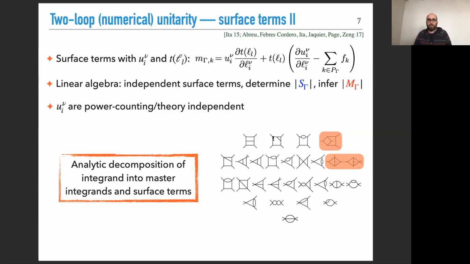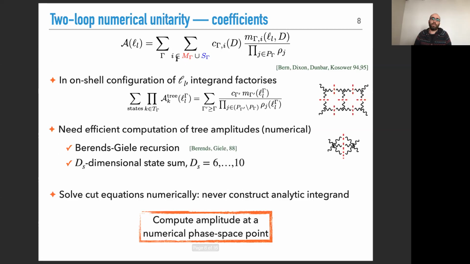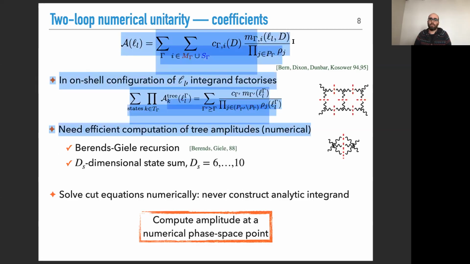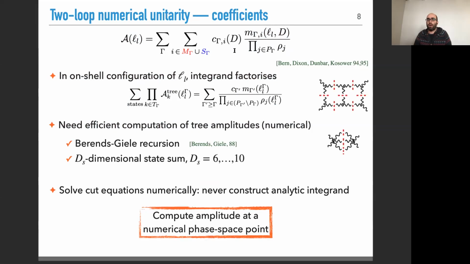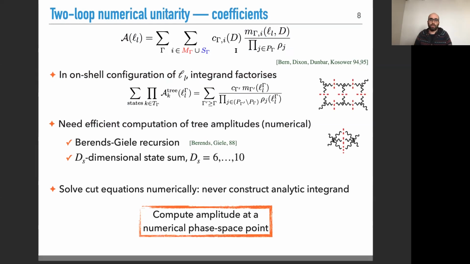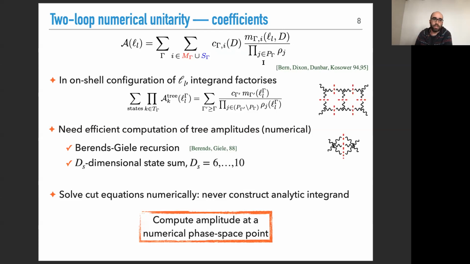So once you have the surface terms, you have an explicit analytic decomposition of your integrand into master integrals and surface terms. So you have a decomposition of the amplitude in this form here, where these coefficients are unknown. So the rest of the calculation is about determining these coefficients. For this, as I already said, we use generalized unitarity.